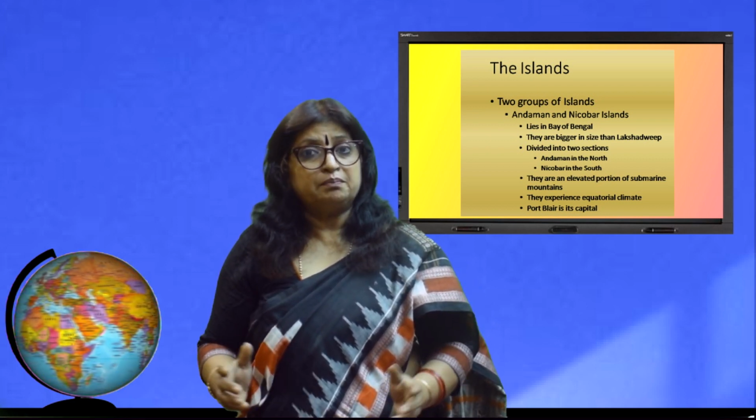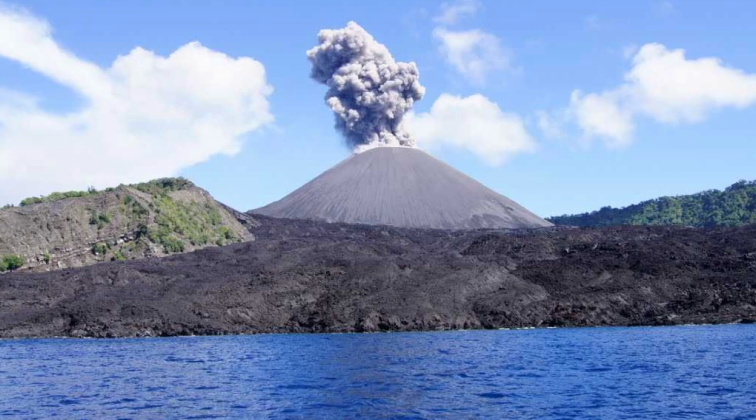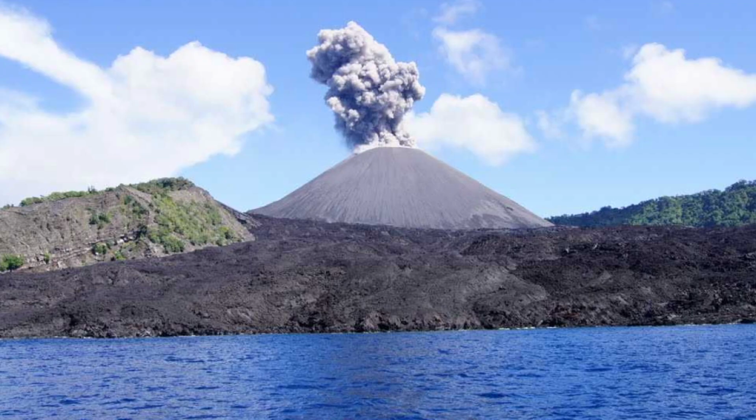Have you ever heard about Barren Island? And where is it located? Barren Island is the only island in Andaman and Nicobar which is famous for having an active volcano. What is an active volcano, children? When a volcano erupts suddenly without any notice, then we call it an active volcano. Volcanoes are of three types: active volcano, dormant volcano and extinct volcano. The volcano which erupts at any time, we call an active volcano. So Barren Island is the only island in our country known for an active volcano.